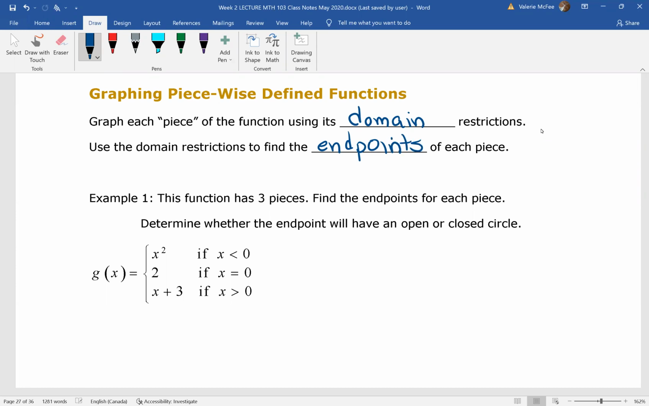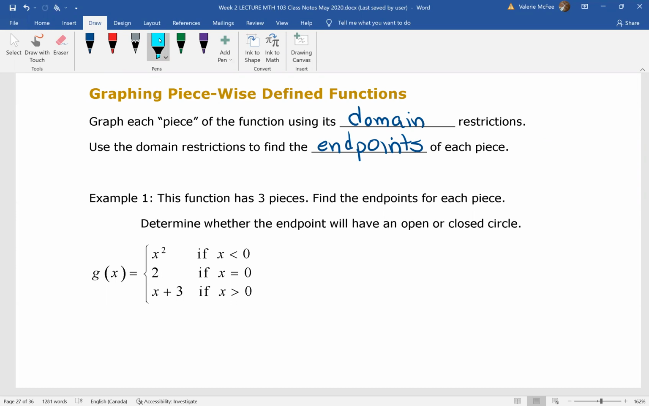So again, we have a function with three pieces. Now a piecewise defined function could have only two pieces. It could have more than three pieces. I like using three because it's not too many, but it gives you a lot of practice with the idea of different domain restrictions.